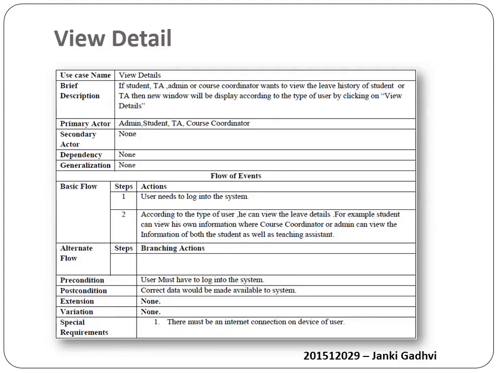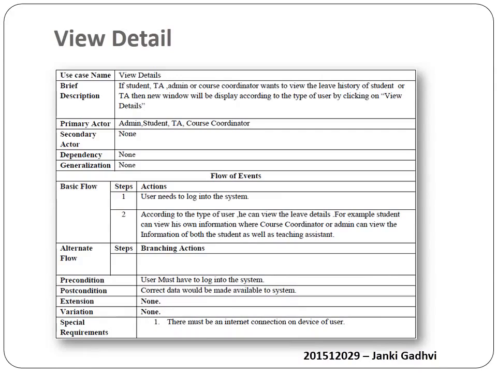For example, a student can view his own information, whereas the course coordinator or admin can view the information of both students as well as teaching assistants. And a teaching assistant can view the details of those students who have undertaken their course. There is no alternate flow.